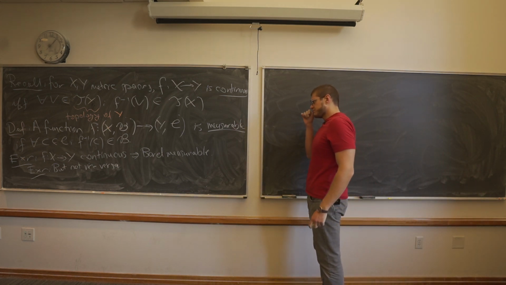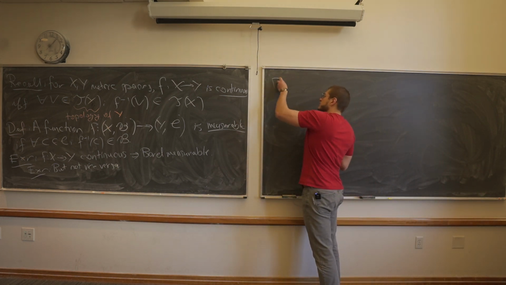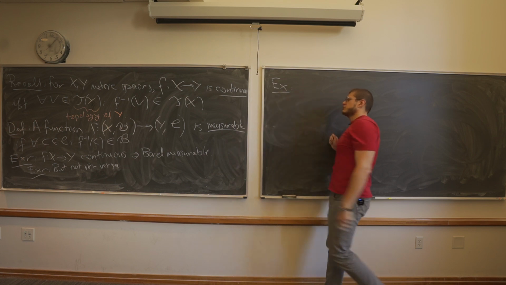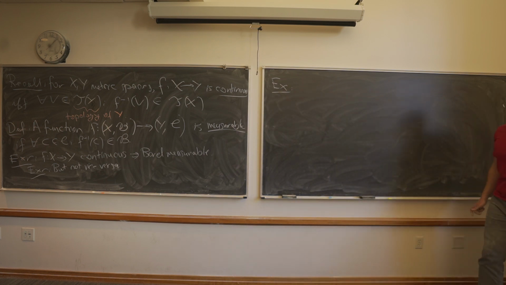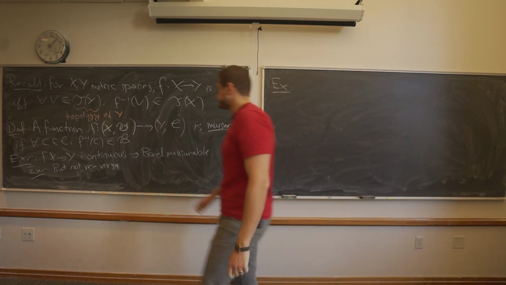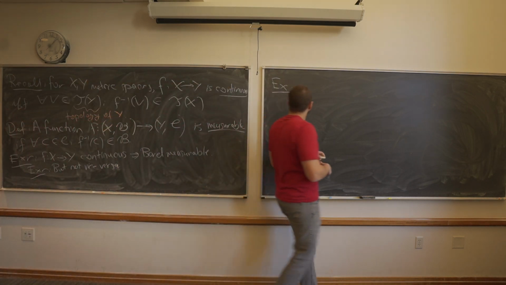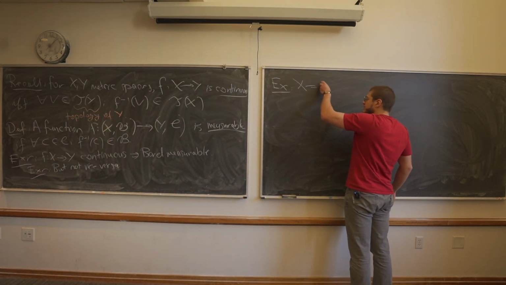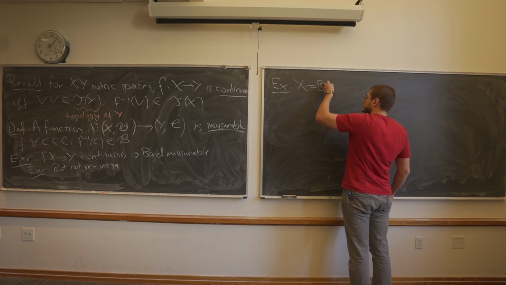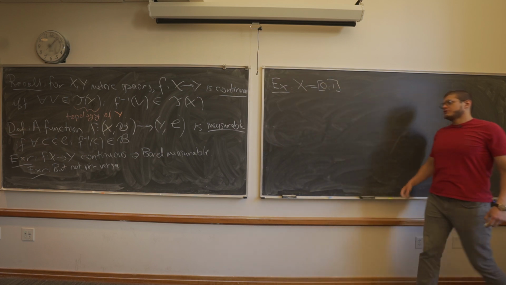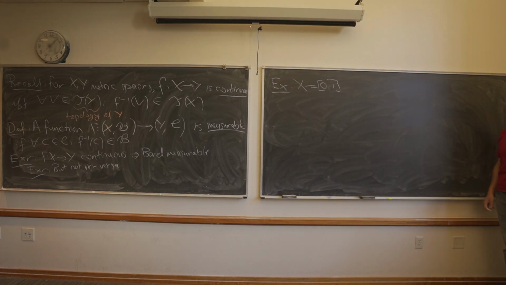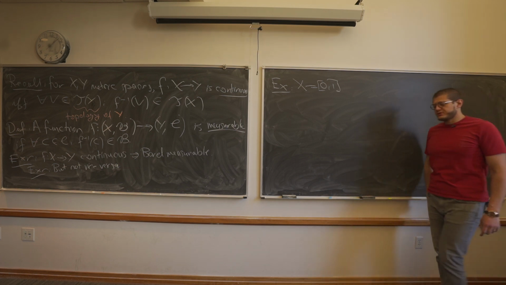Or maybe let's be slightly more careful. Let's first look at some examples. For instance, let X be the interval [0,1] with the standard metric coming from the Euclidean metric. It has a Borel sigma algebra.